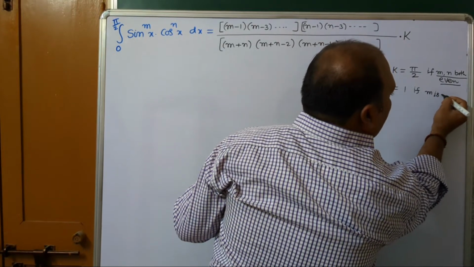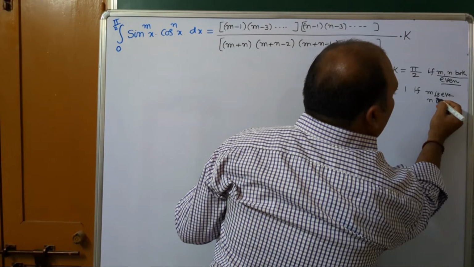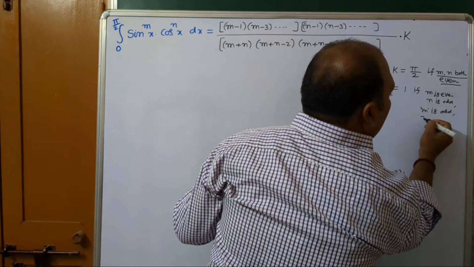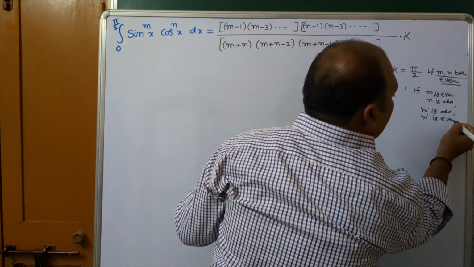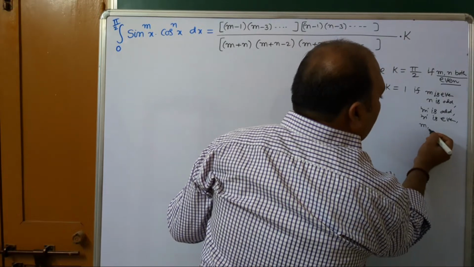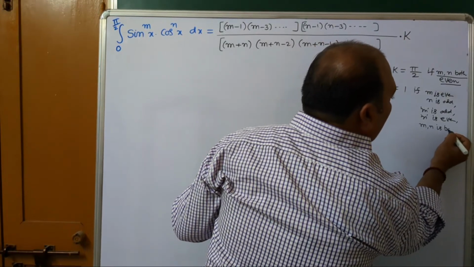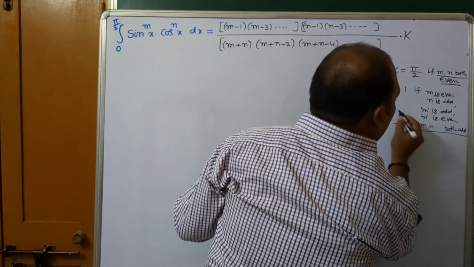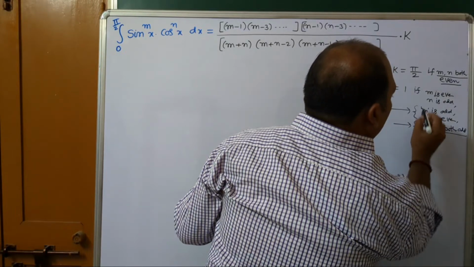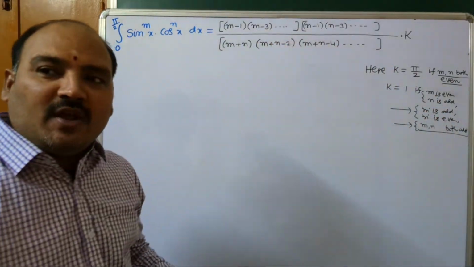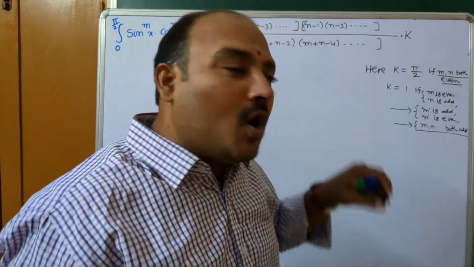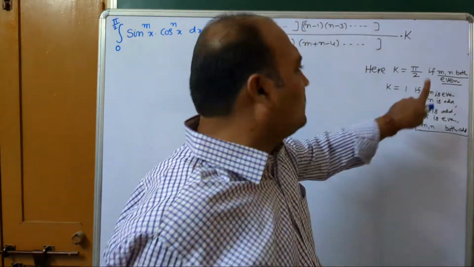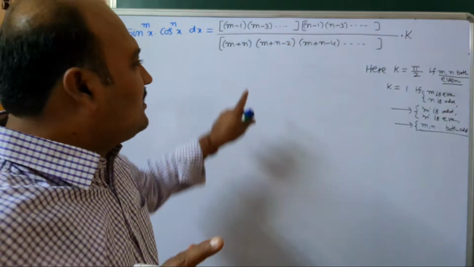M is even, n is odd. M is odd, n is even. Otherwise another case, m comma n both odd. So these are the cases 1, 2 and 3. Whenever both m and n values are not even numbers, k value should be 1. You remember like this. If both are even numbers, the k value should be equal to pi by 2. This is the way you remember.